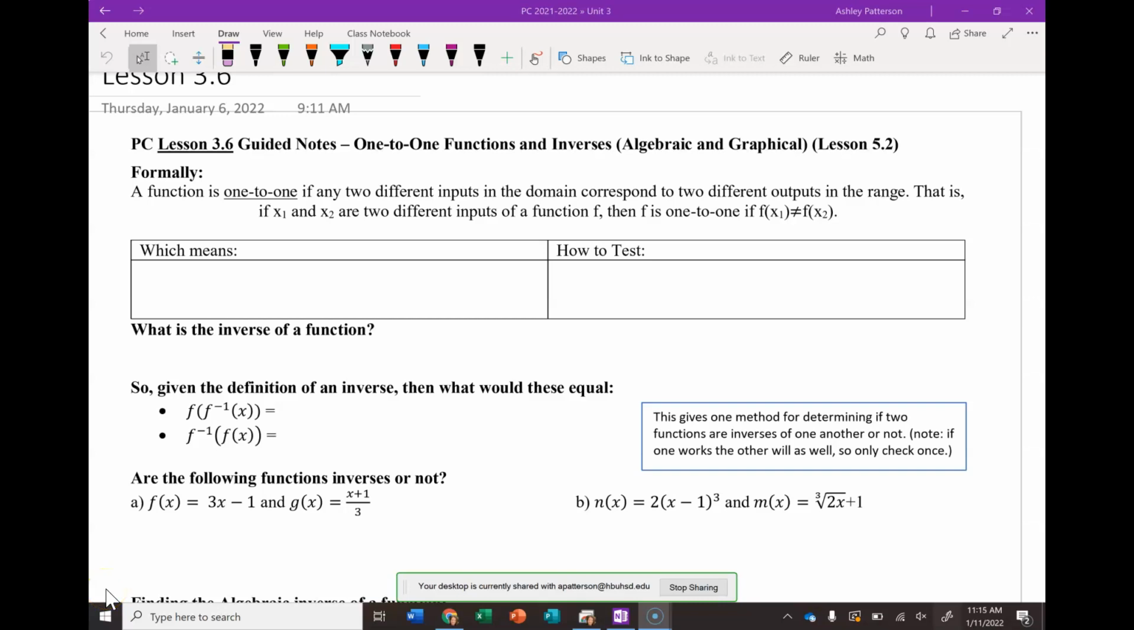What day did I see you last? Thursday, we talked about composition. We actually started talking about that on Tuesday. We played around with it a little bit, and then Thursday we found the domain of the composed functions.